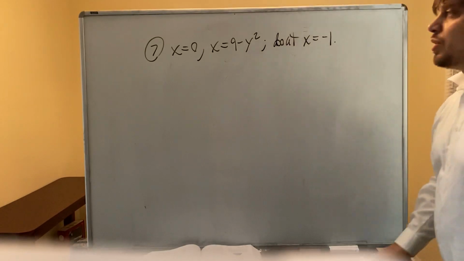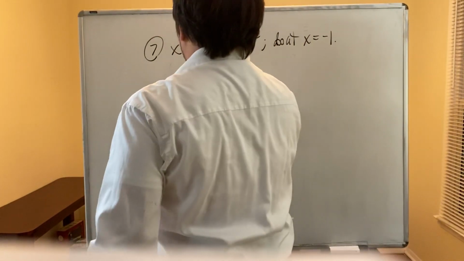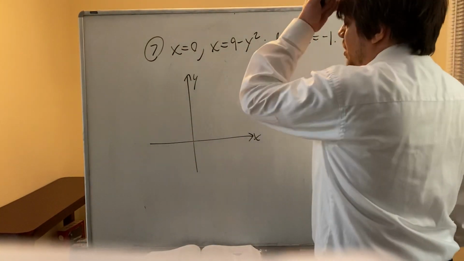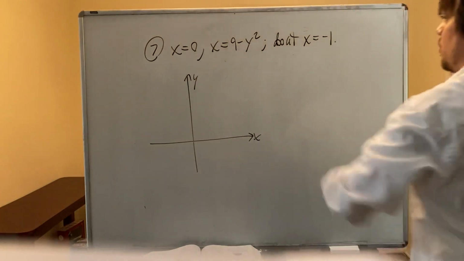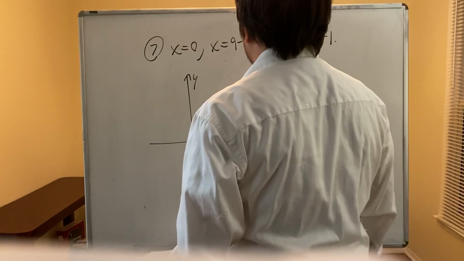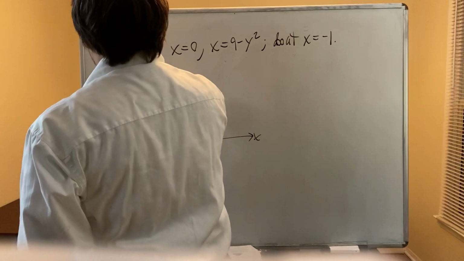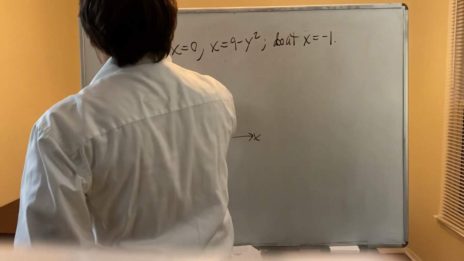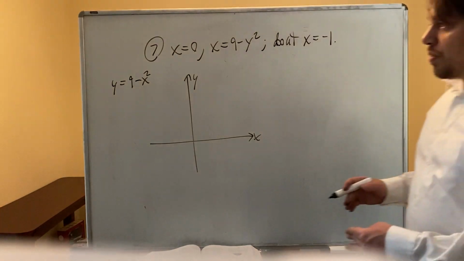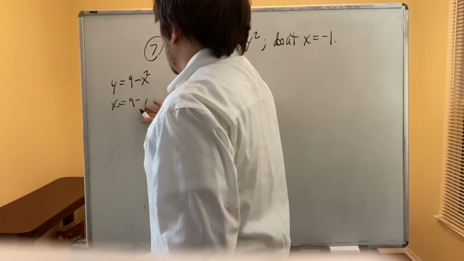So first let's graph those two. x equals 0 is the y-axis. Then x equals 9 minus y squared. I see better when it's y equals something, so I'm going to think of y equals 9 minus x squared. I'm going to think of that graph, and then reflect it about y equals x, and that will switch the x and y values, right?